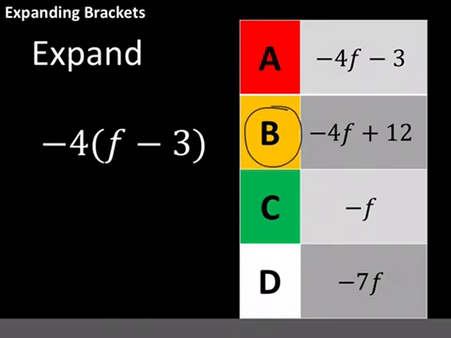Be aware on this example that when we do the second part of the multiplication, it's a minus times a minus. So we get minus 4f to begin with. From the second part, that's where we get the plus 12 from.